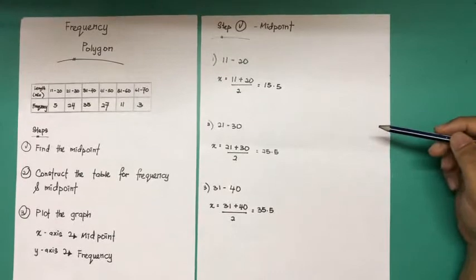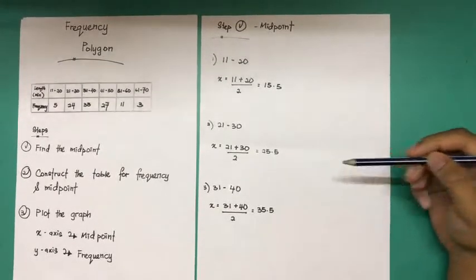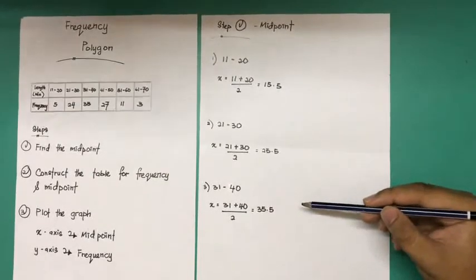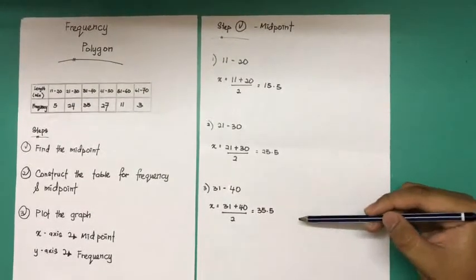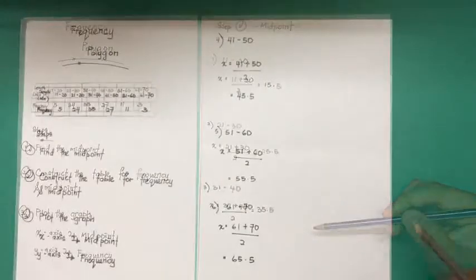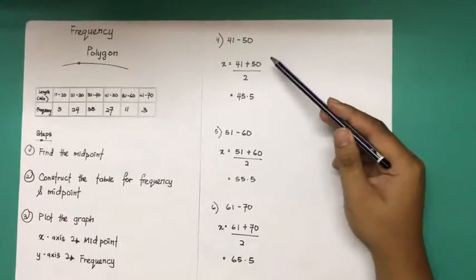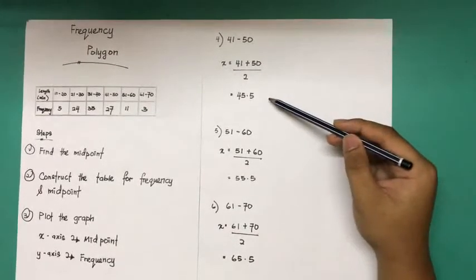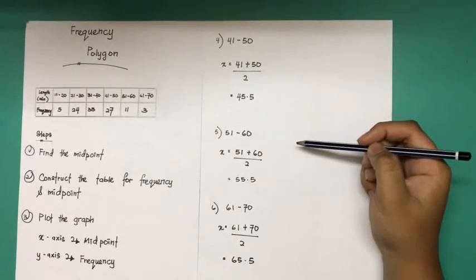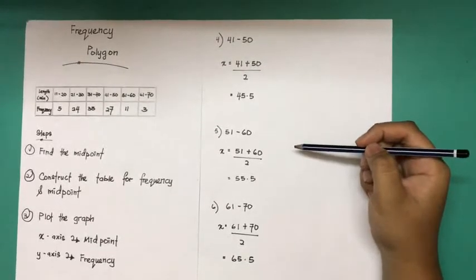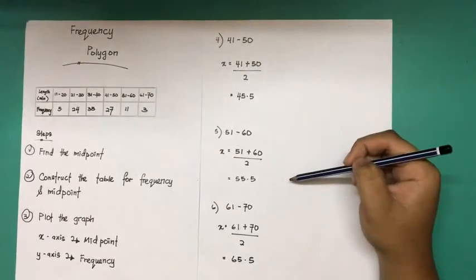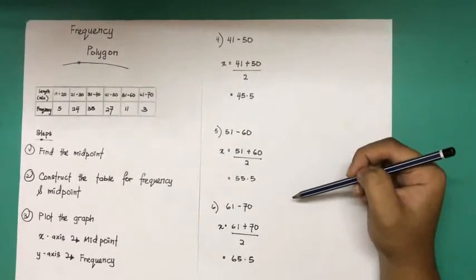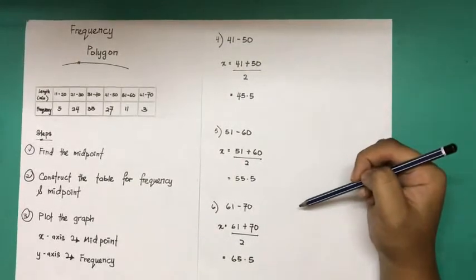The midpoint is 25.5. Third one, 31 until 40. The midpoint for this is 35.5. For the fourth one, the range is 41 until 50. The midpoint for this is 45.5. The fifth one, the range is 51 until 60. The midpoint is 55.5. And the last one, the range is 61 until 70. The midpoint for this is 65.5.